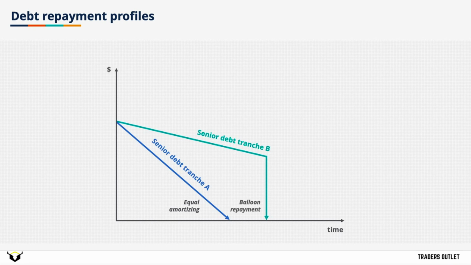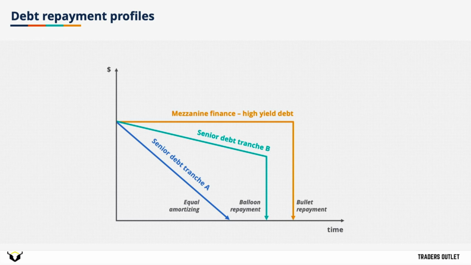This type of debt has some amortization payments along the way of principal, which is why you can see the turquoise line going down, but then at the end there's a balloon payment that's left to be repaid. Next you have mezzanine finance and high yield debt with what's called a bullet payment at the end. A bullet payment is the whole amount.